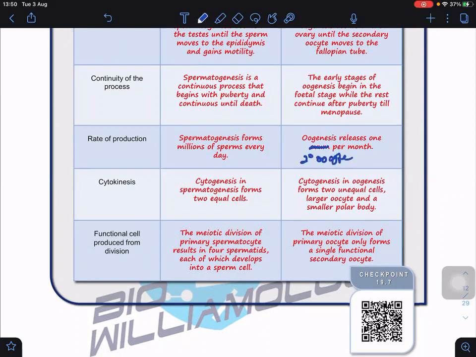secondary oocyte, per month. Cytokinesis in spermatogenesis forms 2 equal cells, but cytokinesis in oogenesis forms 2 unequal cells, 1 large oocyte and another smaller cell, the polar body. So in total, you can see that the functional cells will be 4 for spermatogenesis, but for the meiotic divisions of the primary oocyte, only 1 single functional secondary oocyte is formed. So you won't get both. So with this, I have finished oogenesis.